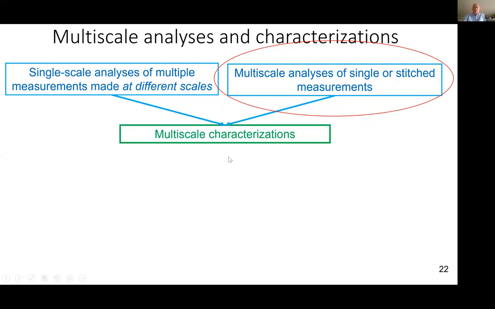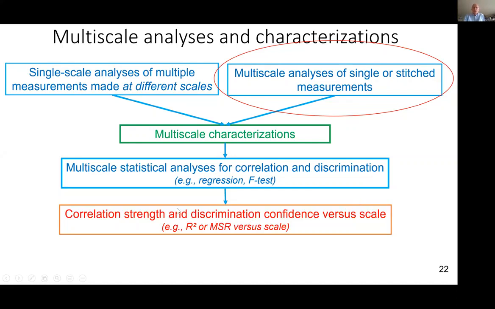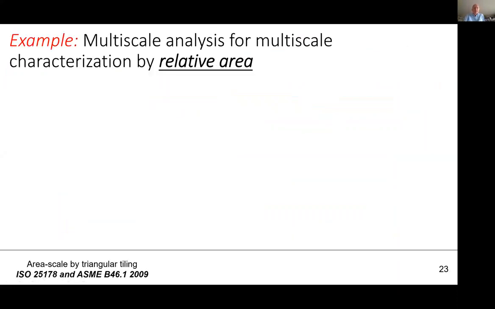Anyway, from these multi-scale measurements, exploiting the different scales of the measurements, we can do multi-scale characterizations. Then we can use the multi-scale characterization and multi-scale analysis for discrimination and correlation. Then we can see where we get the strongest correlations and the most confident discriminations, and at what scale. I'll show you some examples of this.